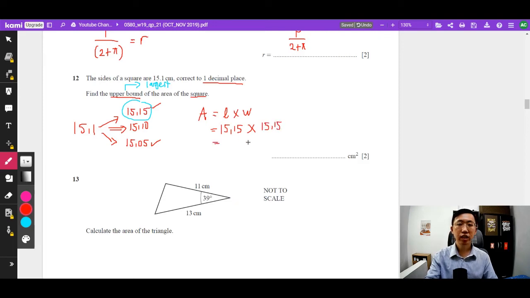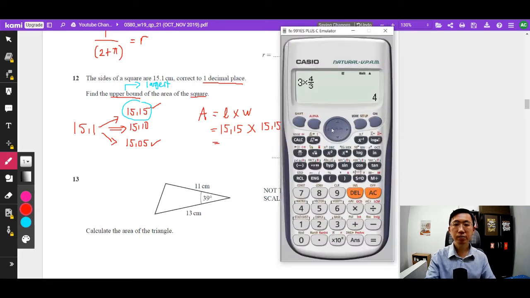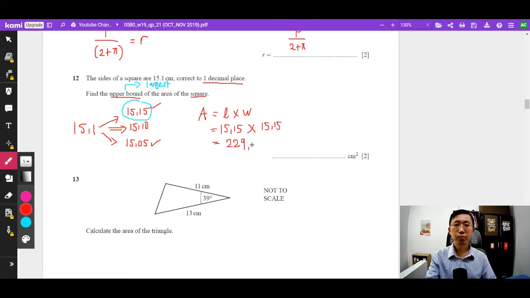Okay, so we are going to use the calculator from here. 15.15 times 15.15, length times width, the same. Another thing that you need to recognize for the upper bound, lower bound chapter is to copy all the numbers. So 229.5225. Let's do that. 229.5225.